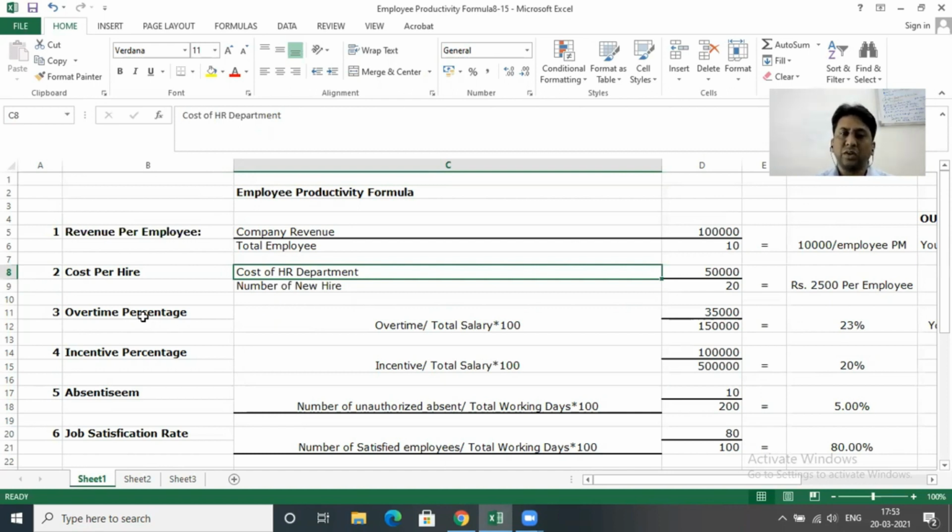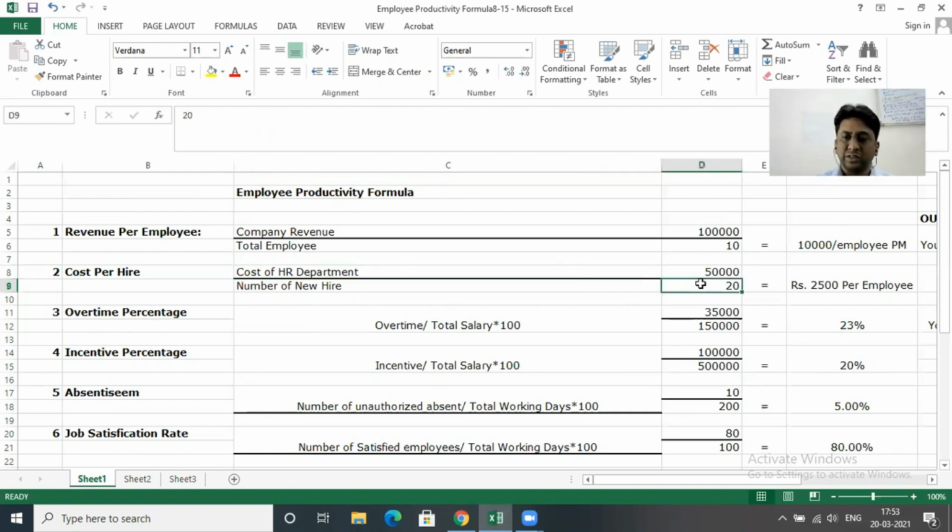For example, the cost of HR department is 50,000 and you have hired 20 employees. So it is just 2,500 per employee. However, these are just examples. So let's say you have just hired 5 people. Now it will change to 10,000 per employee, which seems to be a little more realistic in an example also.